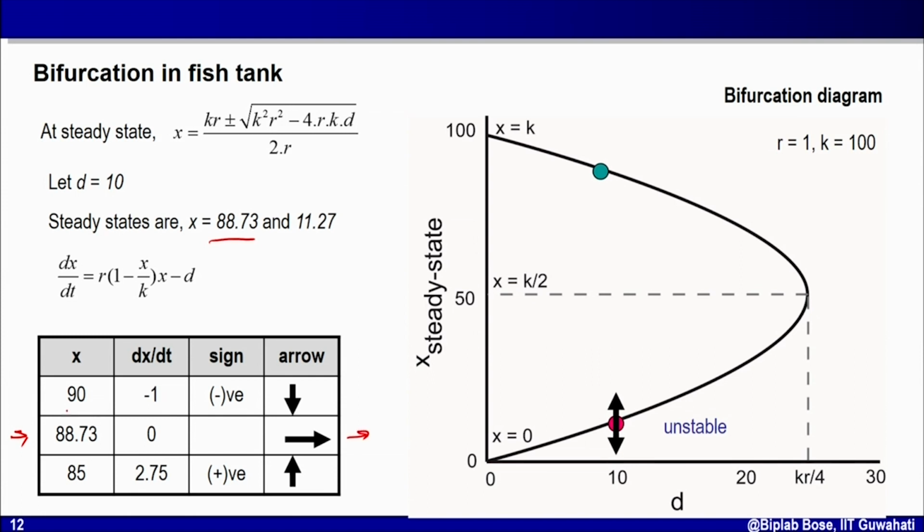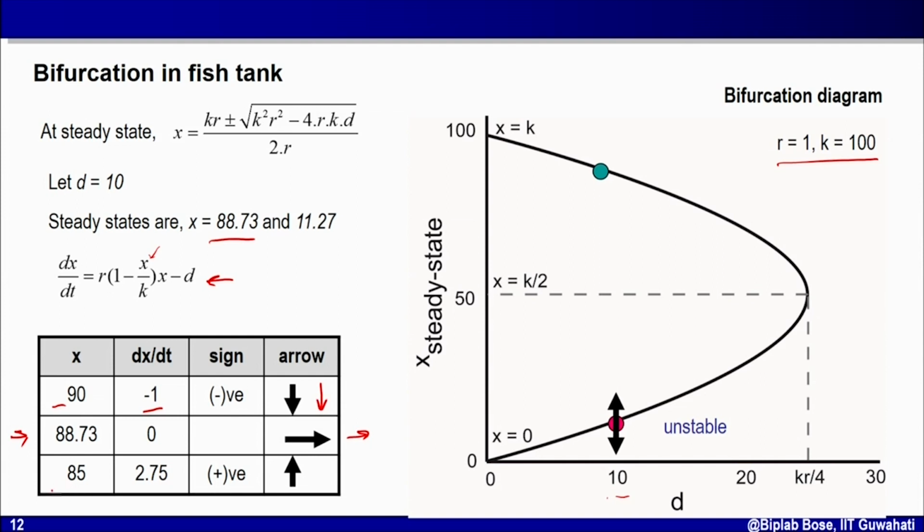I took a slightly higher value, 90 here, and I put the value of 90 in this ODE, and k equal to 100, r equal to 1 as I have mentioned here, and d as we have decided is 10. So if you plug those values together and calculate dx/dt, you will get minus 1. So I have a negative sign. That means the arrow is pointing towards the steady state, the horizontal one.